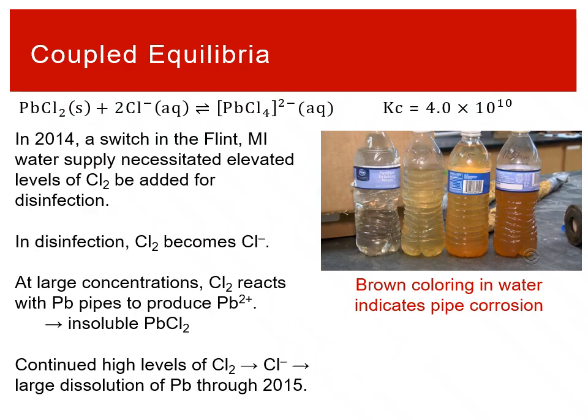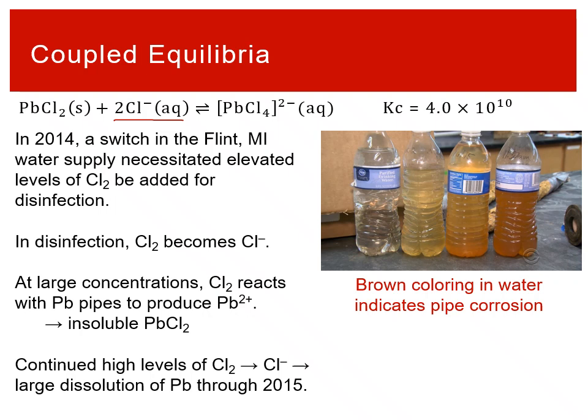So we can apply this to something that happened about 10 years ago. In 2014, in Flint, Michigan, they changed the water supply. They had water coming from one supply, they changed it to a different supply, and that meant that they needed to increase the amount of chloride in the pipe for disinfection. Basically, they were getting water from a less clean source, so they needed to do more disinfection. In disinfection, Cl2 becomes Cl-. So that means we had high chloride concentrations in the water that's flowing through the pipes.